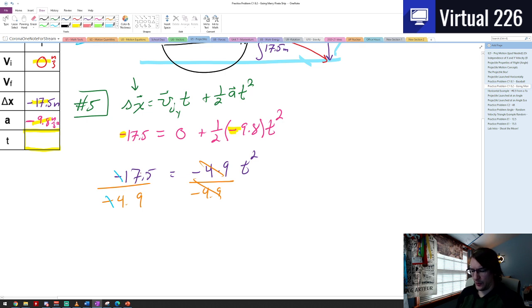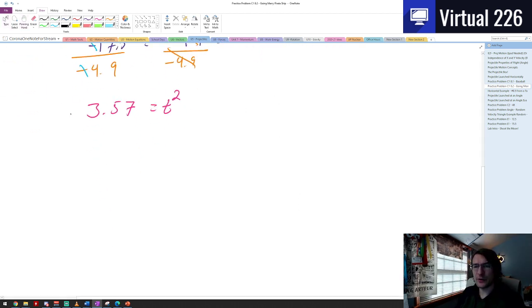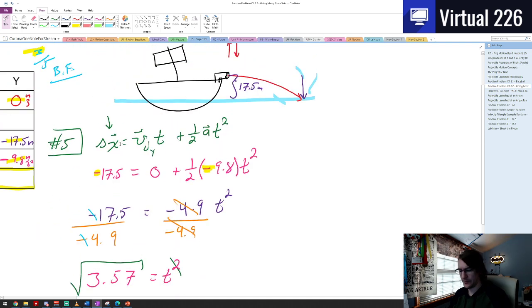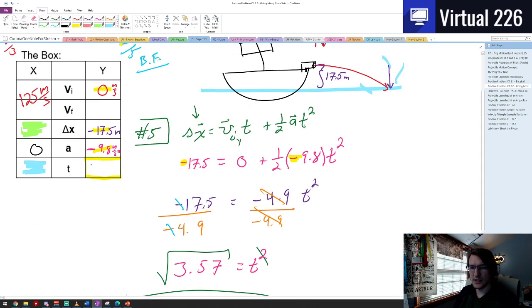What is 17.5 divided by 4.9? 17.5 divided by 4.9 gives us 3.57, and that is times the time squared. And if we want to get rid of that squared, we simply take the root of each side so that we find the time is just the square root of 3.57. So the square root of that 3.57 is just about 1.89 seconds. Okay, so that's our answer to part A right there. So let's go back up to the box and let's put in that our time is 1.89 seconds.